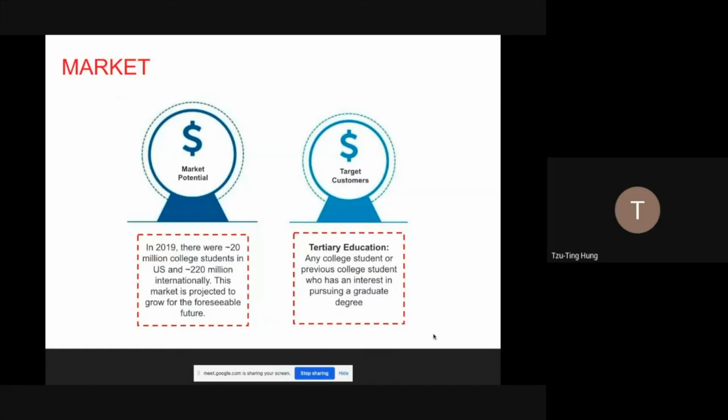Now is the market part. So where is our market? Where is our target customer? Simply, everyone who considers going to graduate school will be our customer. Not only students who just graduated from college will plan to pursue a graduate degree. People who have worked for several years may still consider applying to graduate school. So our product will be a perfect tool for them.